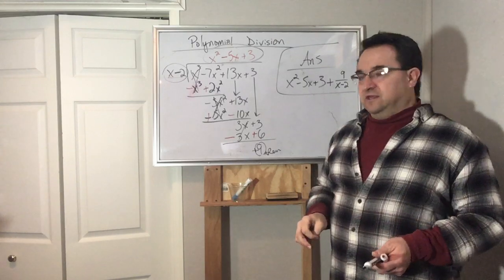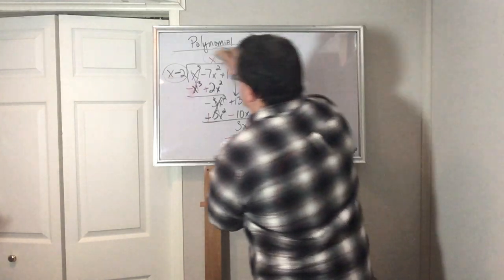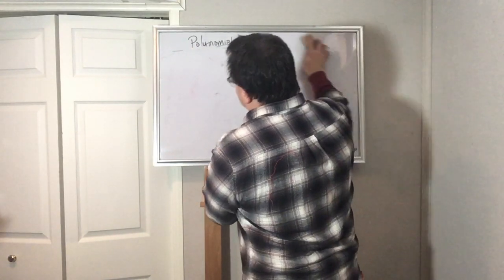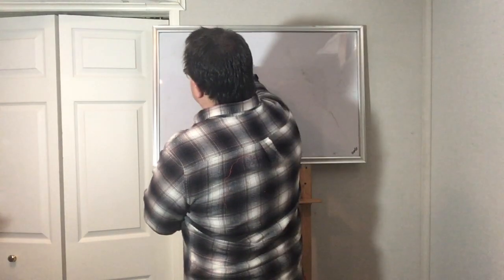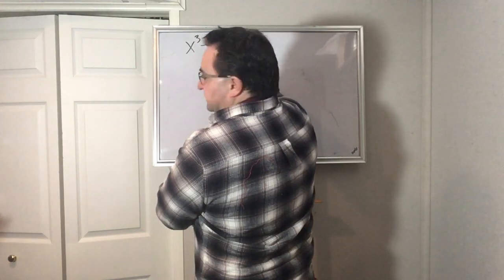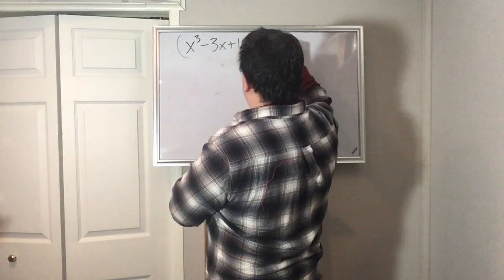All right, let's try that again. Now this gets very repetitive. It's weird at first, but this should get very repetitive. Let's do x cubed minus 3x plus 10 divided by x minus 2.